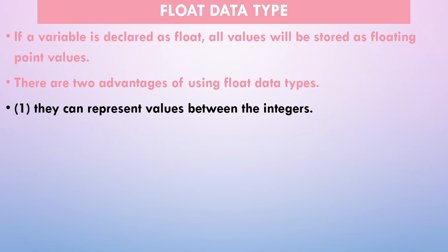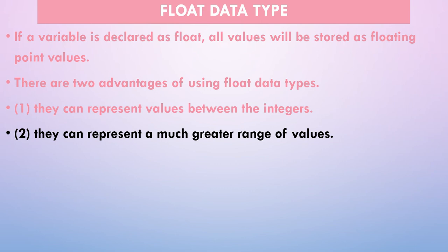What is the advantage? They can represent values between the integers also. Now, in the integer data type we cannot store fractional numbers, but in the float data type we can store the integer values also, and they can represent a much greater range of values. If you look at its range, it is greater than the integer. So integer means whole numbers only, and floating means fractional numbers.